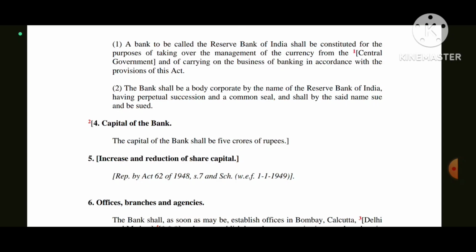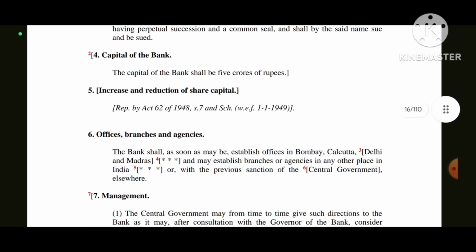Next section is capital of the bank. The capital of the bank shall be 5 crore of rupees. Section 5, increase and reduction of share capital. The provision has been repealed or removed by the enactment of 62nd Act of 1948 with effect from January 1, 1949. That is, at the time of establishment of the RBI, it was a privately owned institution with private as well as public shareholding, but it was fully owned by Government of India since its nationalization on January 1, 1949. So these provisions were removed.